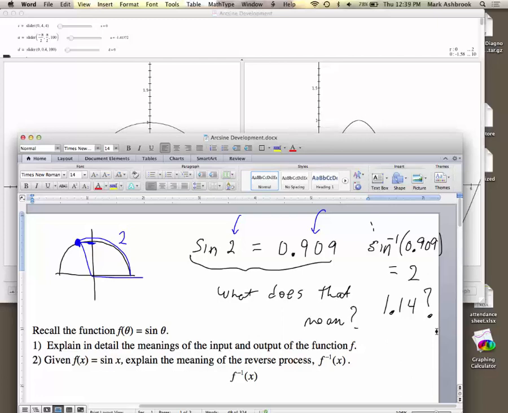So here's what we want to talk about today: what is the sine inverse function? Because it's doing something strange. When you're plugging numbers into your calculator and using the sine inverse button, you have to know what you're getting. Okay? 1.14 is correct. It should not be 2. You have to understand what you're getting when you put in sine inverse of 0.909, why it's not 2 and why it's something else. So that's what we're going to develop today.